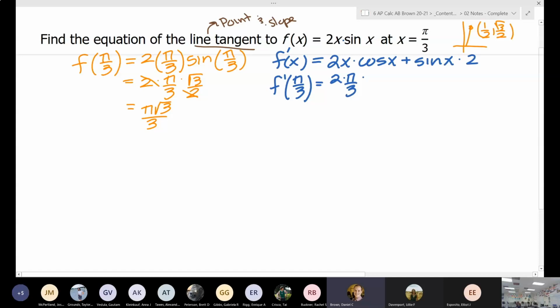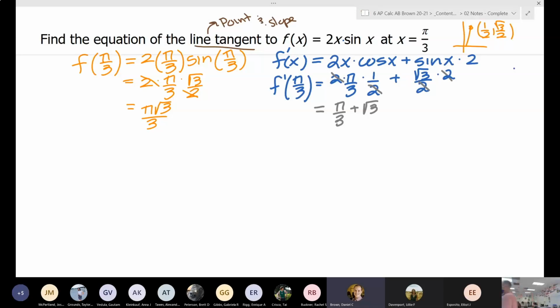I'm going to do some shortcuts. The cosine of pi over 3 is just 1/2 plus the sine of pi over 3, the root 3 over 2, times 2. So simplifying this, see some 2's cancel out. The slope ends up being pi over 3 plus the square root of 3. I know some of you are bothered by that slope because it's an expression and kind of ugly looking, but we can just use that as the slope.